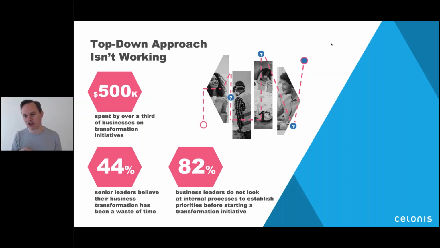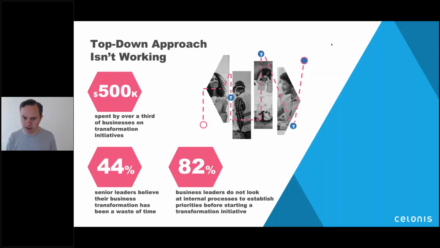But, and I think also more challenging, if you look at the practitioners of business transformation inside those organizations, what they tell us is that business leaders don't look at their internal processes to establish the priorities that they have for their business transformation. So this is what we call classic top-down business transformation. We have an edict from on high about how we need to transform our business.